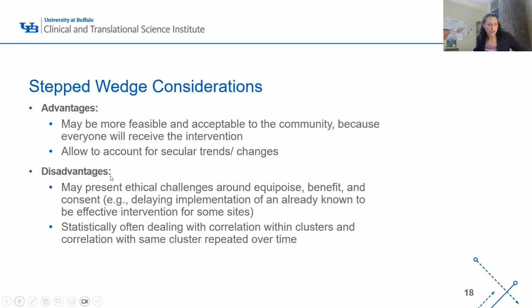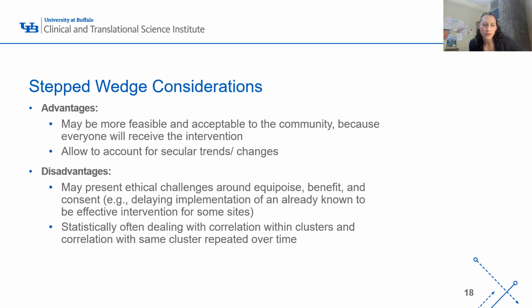And so just a couple considerations about stepped wedge. This design is often more feasible and acceptable to the community because ultimately everyone will receive the intervention. So you're not asking people to join a study and then be randomized to a control and not ever receive some of the benefits of participating. So it can be more amenable to that. It also allows you to account a little bit for secular trends and changes going on in the broader context because you're looking at the same units over time.